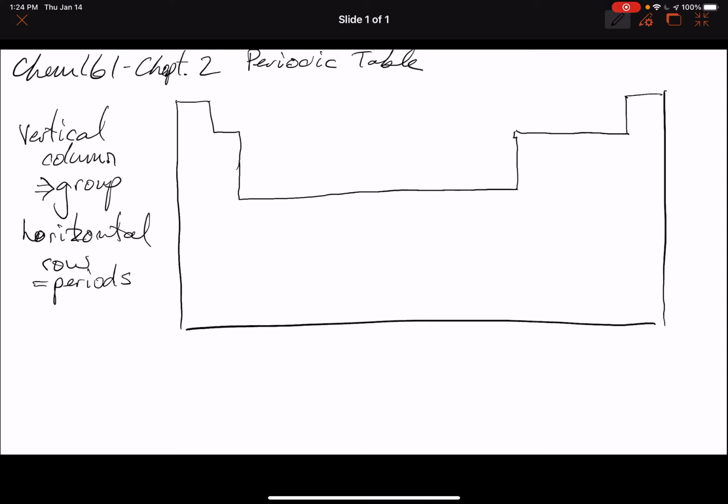Okay, so with that, it follows that our first column could be called group 1, Roman numeral 1. And the next column would be group 2, Roman numeral 2, etc.